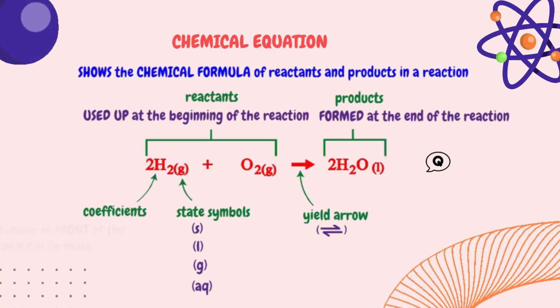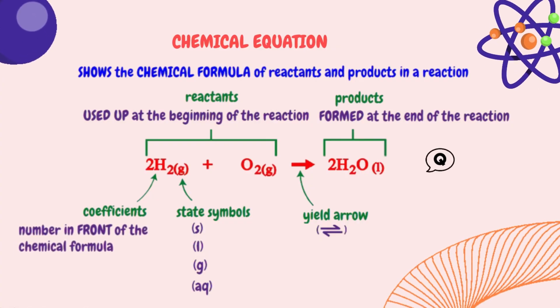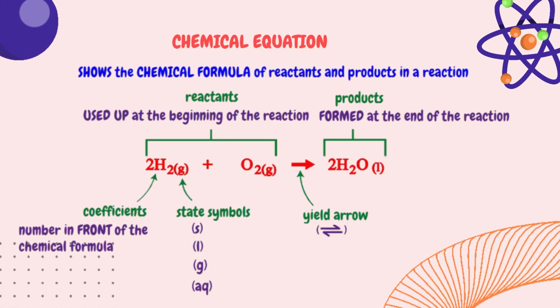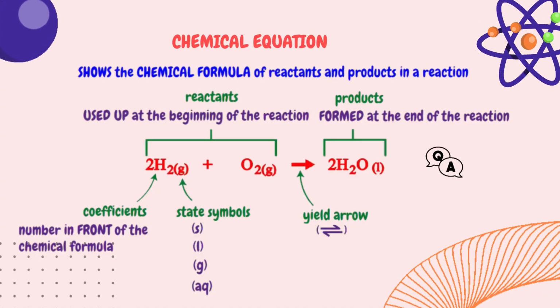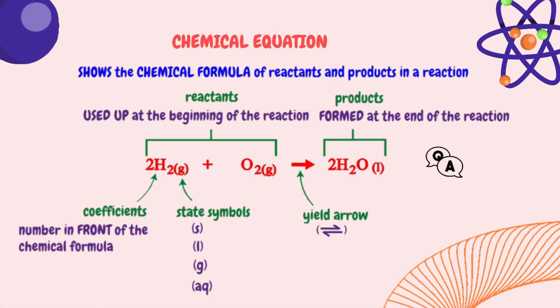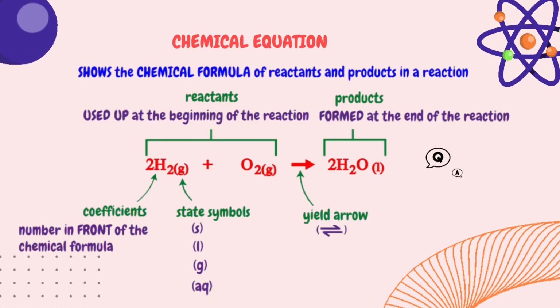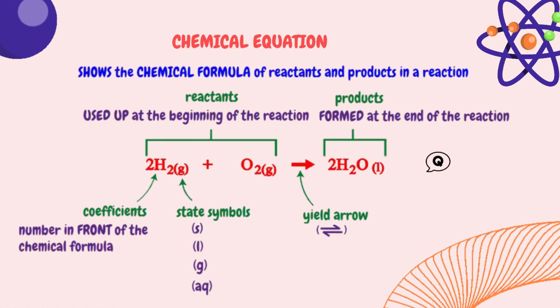The coefficient is a number in front of the chemical formula. It shows the number of molecules of a substance that are involved in the reaction. For instance, the coefficients in this reaction show that 2 molecules of hydrogen react with 1 molecule of oxygen to produce 2 molecules of water.